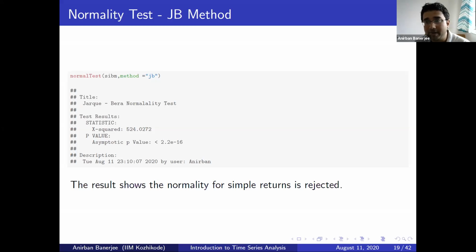That means based on the data we have, it cannot be said that this distribution of returns of IBM is normally distributed. These are not normally distributed. Yes, Jay, you want to say something?